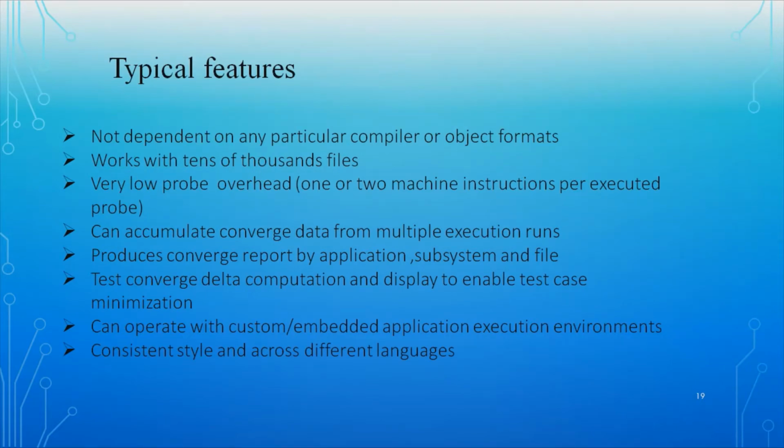These are the typical features of test coverage tools. It is not dependent on any particular compiler or object formats. It works with tens of thousands of files. Very low probe overhead, that is, one or two machine instructions per executed probe. It can accumulate coverage data from multiple execution runs. It produces coverage reports by application, subsystem, and file. Test coverage delta computation and display enable test case minimization. It can operate with custom or embedded application execution environments, and it has a consistent style across different languages.